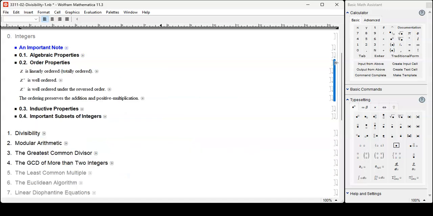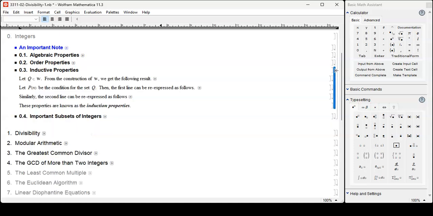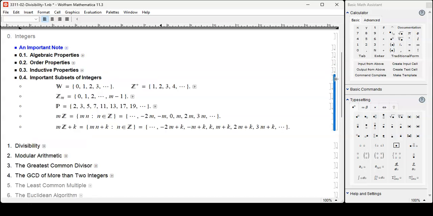Order properties: Z is linearly ordered, but Z plus is well ordered. Z minus is also well ordered, but in reversed order, those kind of things. And then inductive properties. Yes, we can use mathematical induction, strong induction, whatever. Finally, some notation issue. Important subsets of integers.